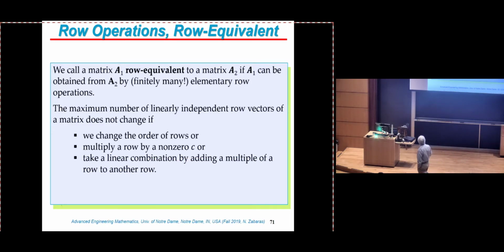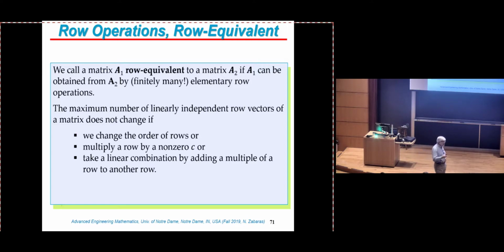And you see that row operations are nothing else but taking linear combinations of the rows of the matrix. But in addition, you can permute the rows, so you can change the order of the rows, multiply rows by scalars, and take linear combinations. This is what we call row equivalent.